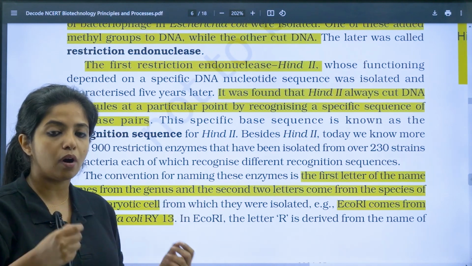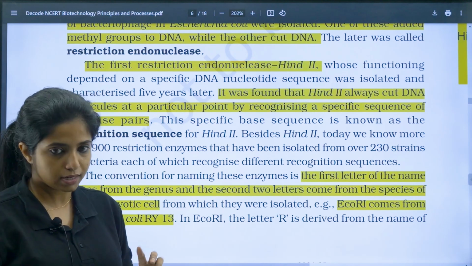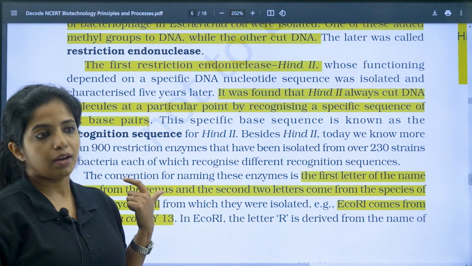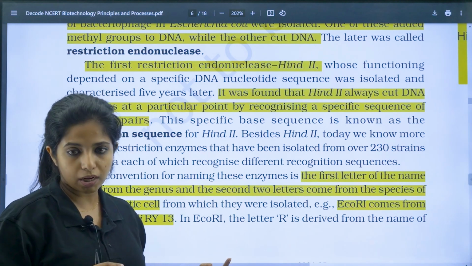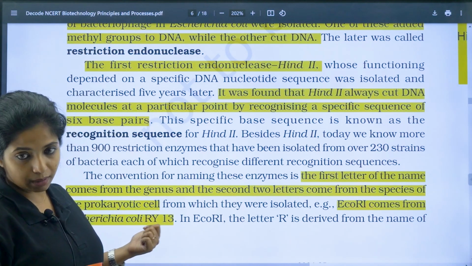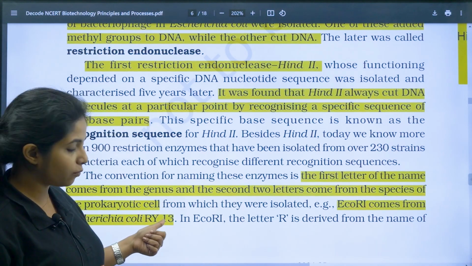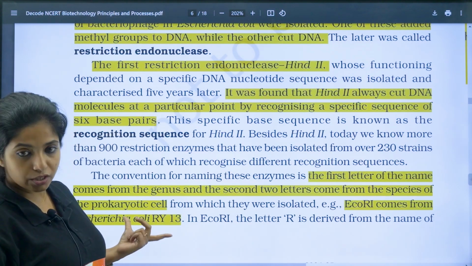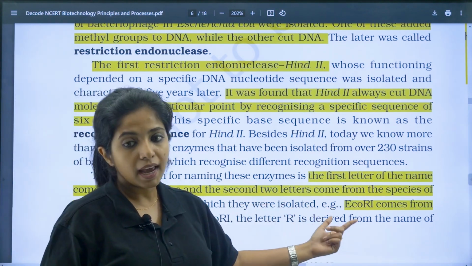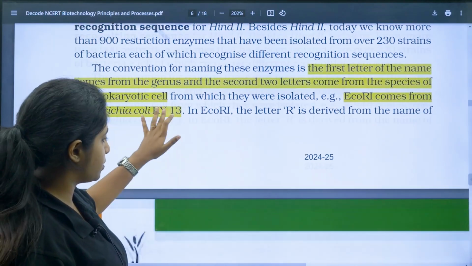So you are giving the names EcoRI, EcoRII, EcoRIII, things like that. E for the genus, co for the two letters of the species name, R for the strain's name, and the Roman numeral for the order of discovery. It's not from the 13 in the strain name, please don't take that. Escherichia coli RY13 was the strain from which we got the EcoRI enzyme. That is again a very famous enzyme.